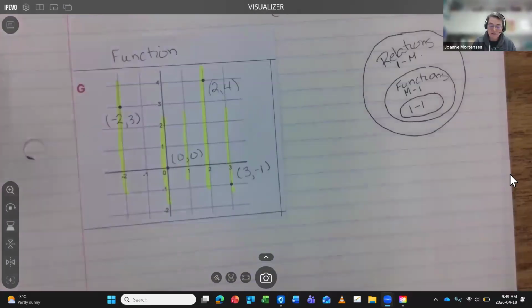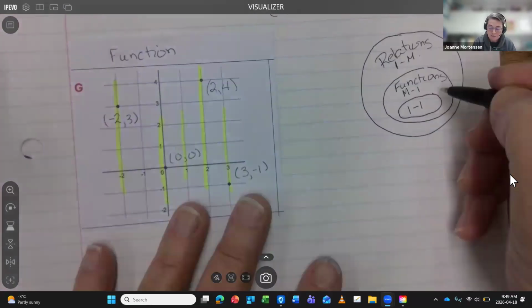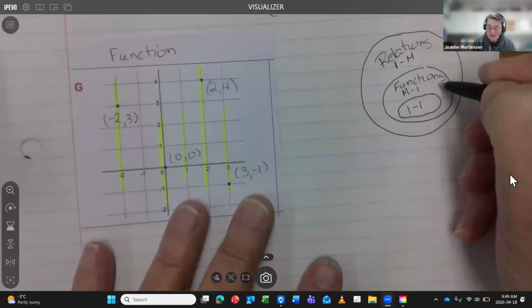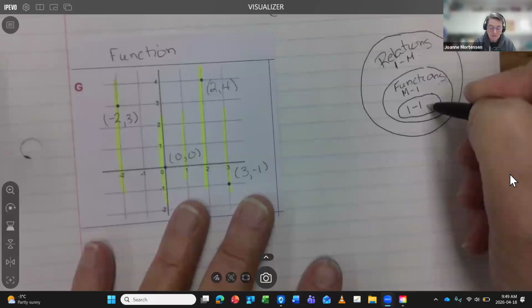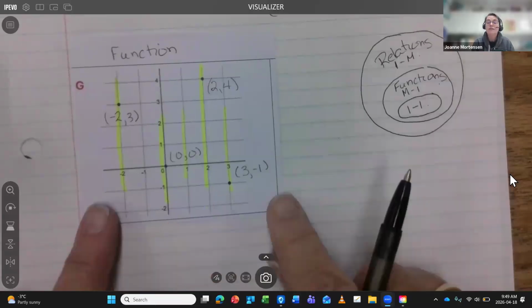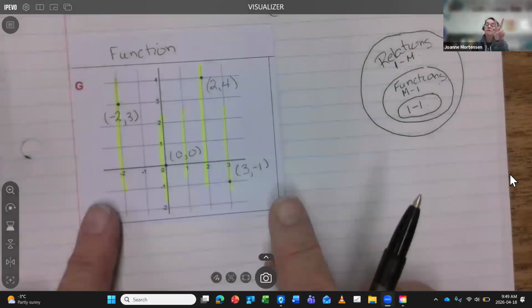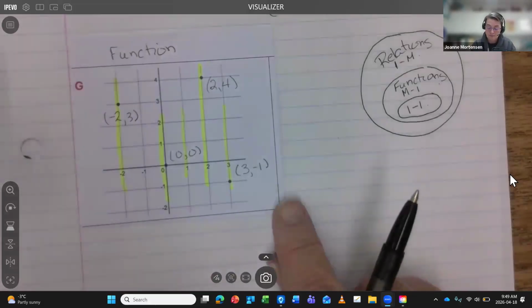Because now I need to know with my function, is it a many-to-one or a one-to-one? So now I'm going to introduce the second line rule.